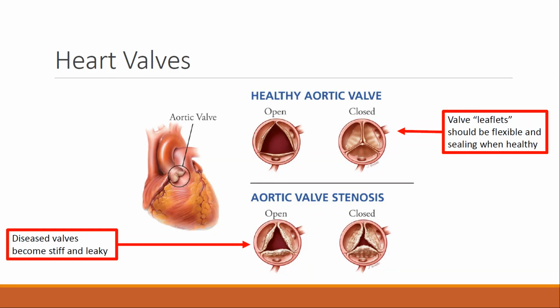But what can happen to people is that these valves can get diseased. And when a valve gets diseased, basically it starts to get stiff and it starts to get leaky. And this disease is known as aortic valve stenosis.